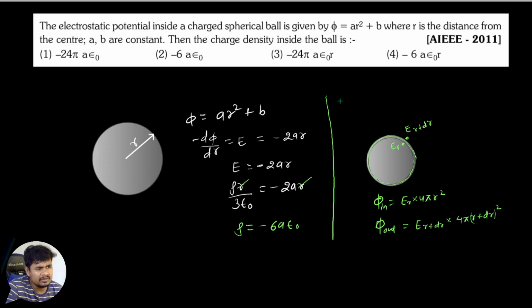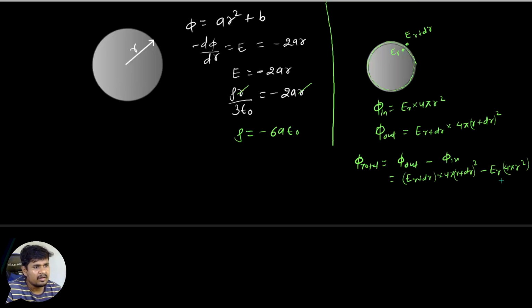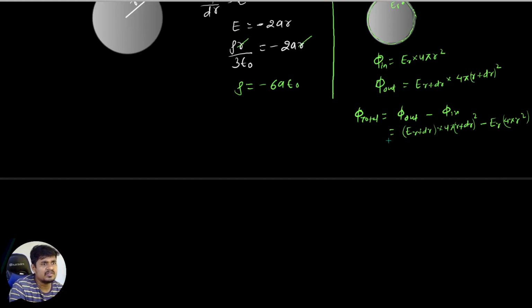So if I calculate the total flux, phi total, this will be phi out minus phi in. This is E at R plus dr into 4 pi (R plus dr) whole square, minus E at R into 4 pi R square. Now if we solve this expression, it is a little bit lengthy, but we need to understand it.